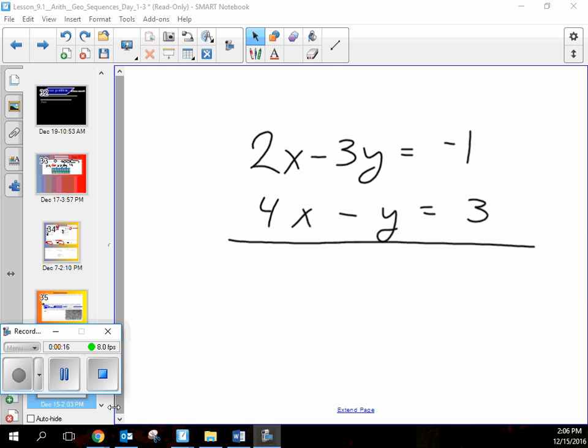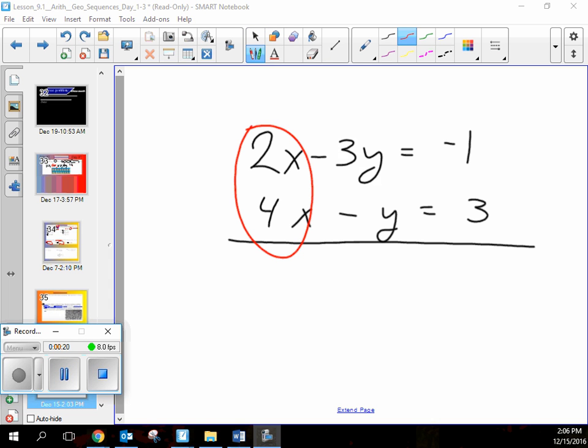Why will nothing cancel? Because there's no opposites, like here and here. Those aren't opposites. Who can tell me what I could do? There's actually two choices here. I could either multiply the top one by something, or I can multiply the bottom one by something. What could I do that would fix my problem? Yes, ma'am.